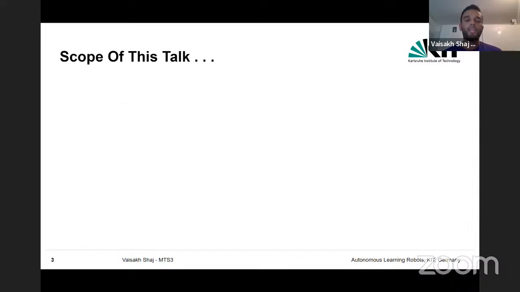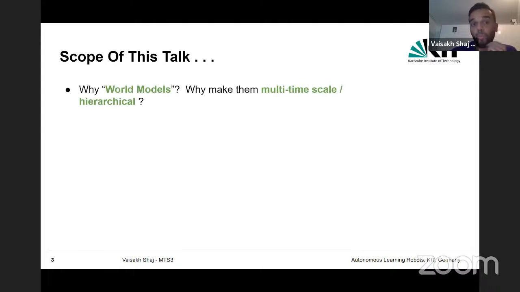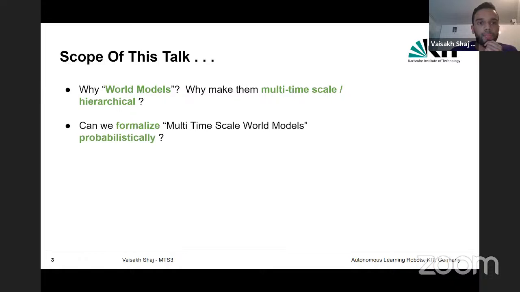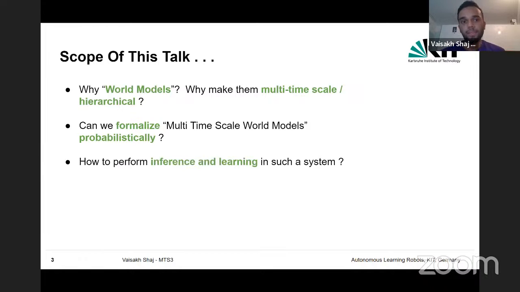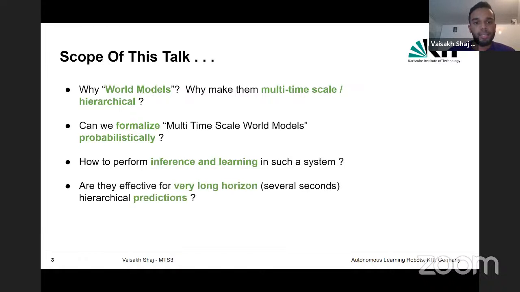So what is the scope of this talk today? I would be talking about why one should learn world models and why one should make them multi-timescale or hierarchical. Can we formalize such multi-timescale world models probabilistically? And if we can formalize them probabilistically, can you perform inference and learning in such a system? And are they effective in very long horizon hierarchical predictions that can extend up to several seconds? So these are some of the things that you will hear in this talk.